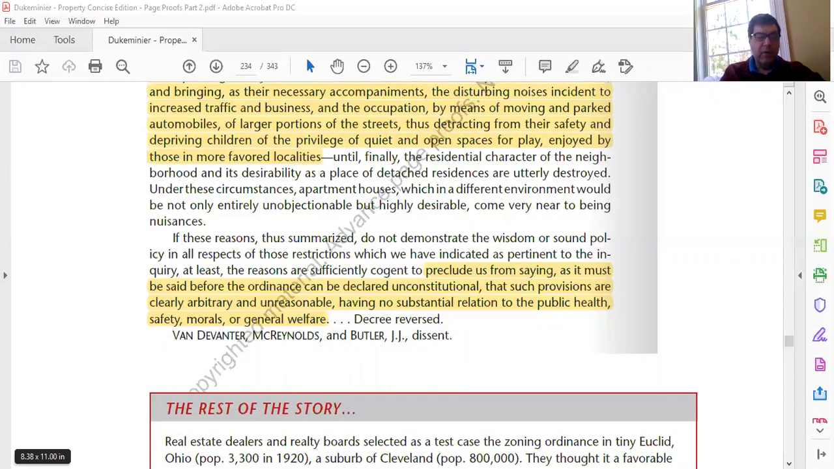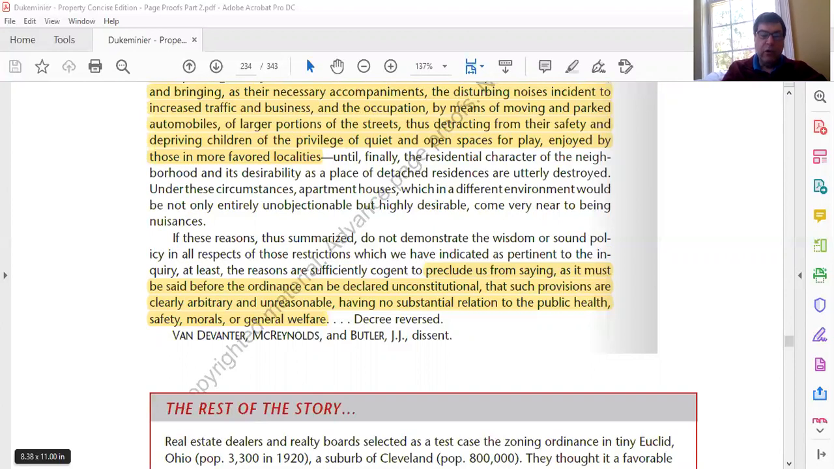So historically, we need to step back a little bit and recognize that we are in the middle of what Supreme Court historians call the Lochner era, something that you may have read about or talked about in your constitutional law class. The period got its name from a decision by the Supreme Court coming out of New York called Lochner versus New York.